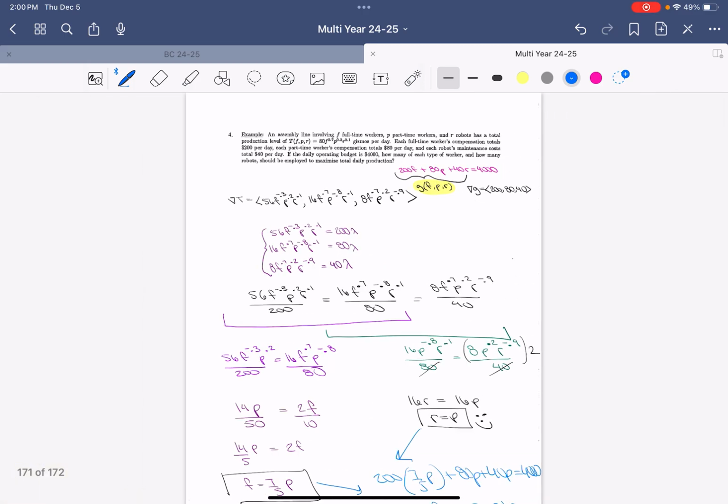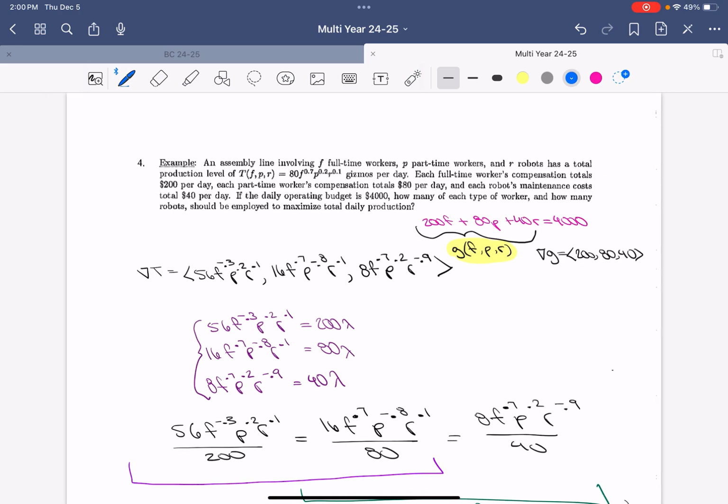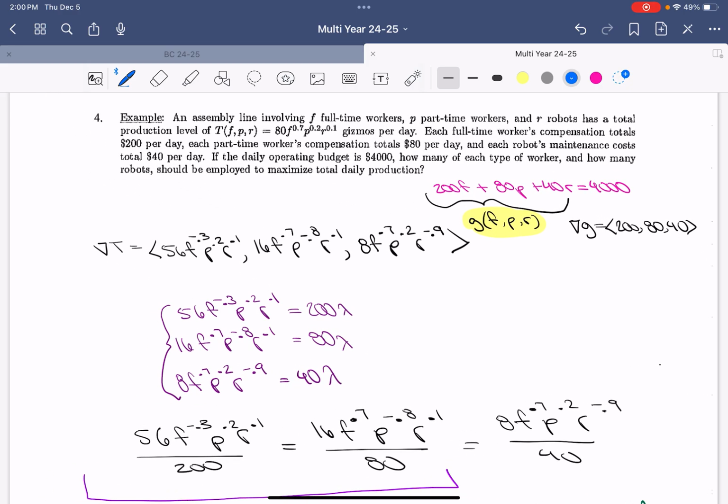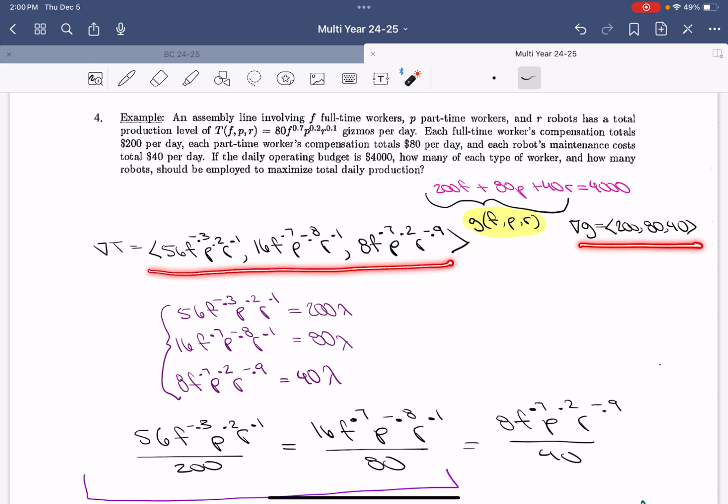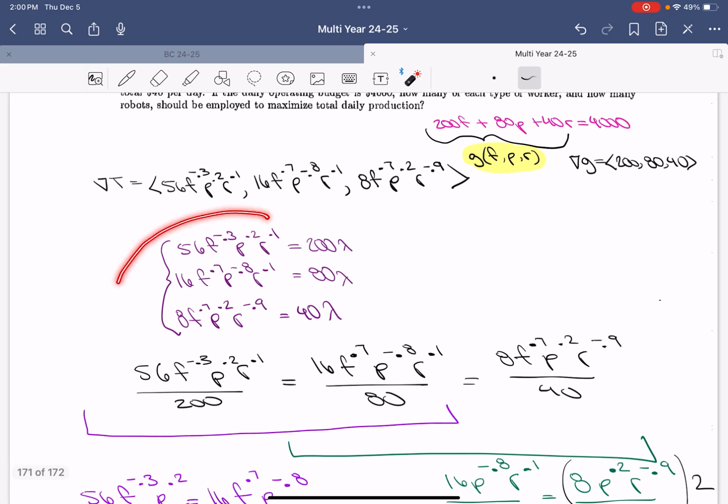And then here is the widget, the gizmo. This was really fun to go through. So a couple of things here. Be careful with all your partial derivatives, but here is my del f, or my del t, and here's my del g, and then here is my system. And just watch all those really tricky decimals, but this question works out really beautiful in the end.